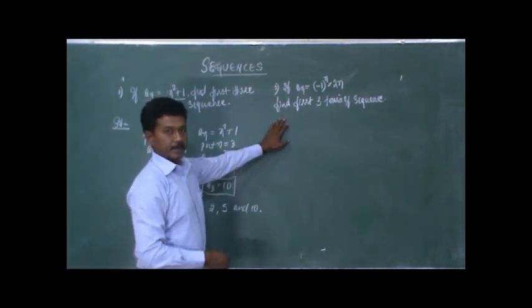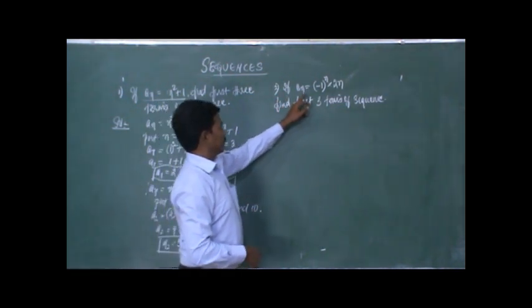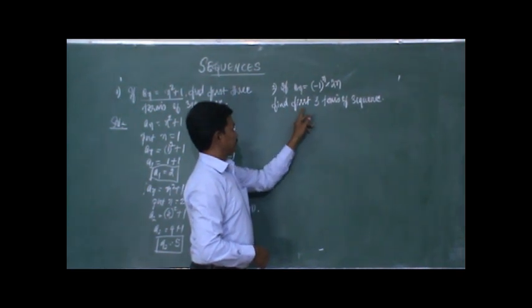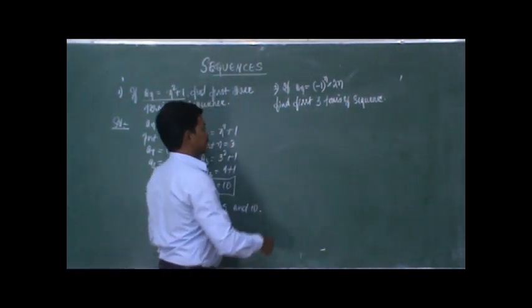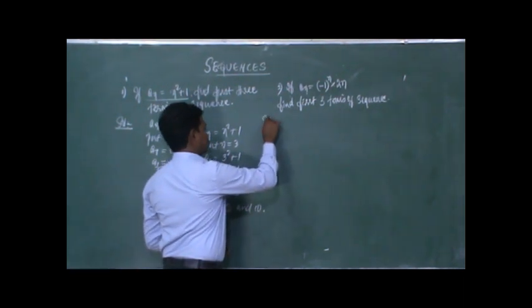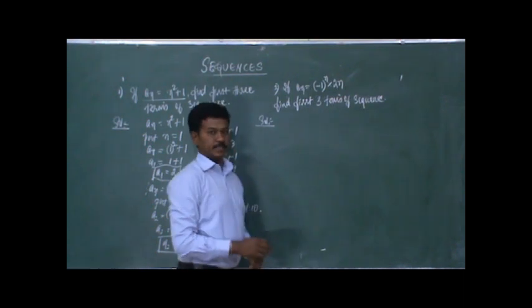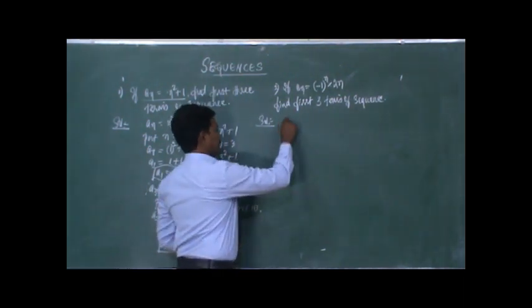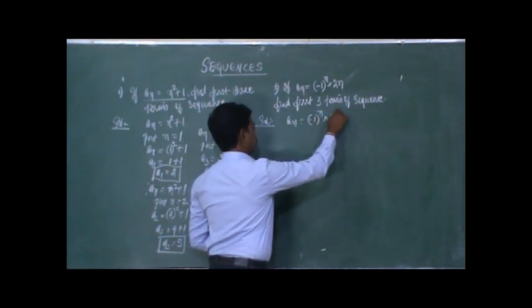It is the same problem. Nth term is different. If an is equal to minus 1 whole to the power n into 2n, find first three terms of the sequence. So it's the nth term of the sequence. The same method follows, no changes. Just the nth term has been changed. It's a different sequence. So an is equal to minus 1 whole to the power n into 2n.